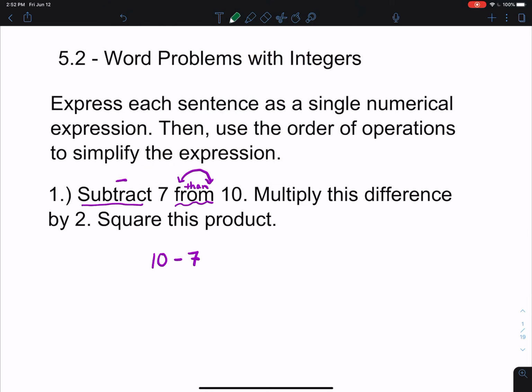If we look at the next part, it says multiply. So I know that means times. Multiply this difference. So difference is the answer to a subtraction problem. So they're telling me that I'm going to take that subtraction, that 10 minus 7, and I'm going to multiply whatever my answer was by 2. So I'm going to write times 2.